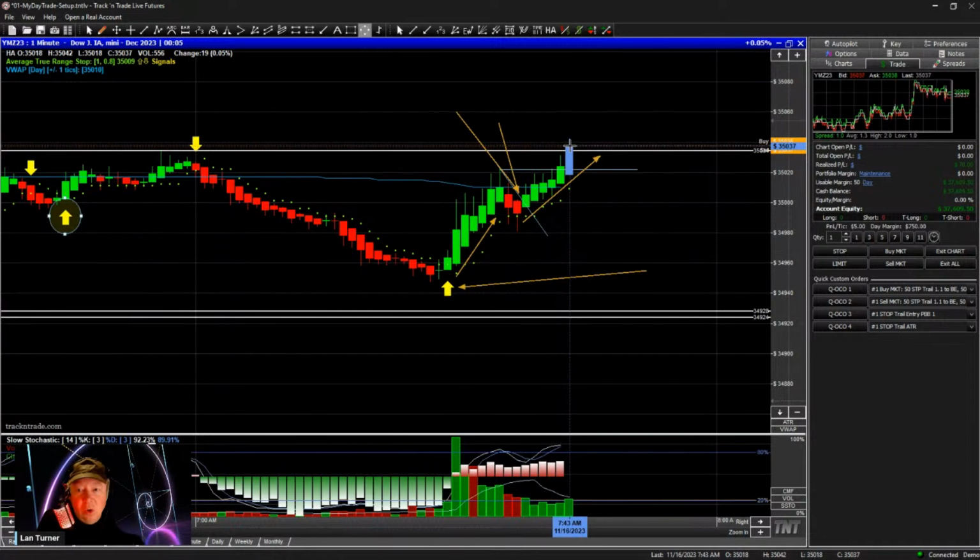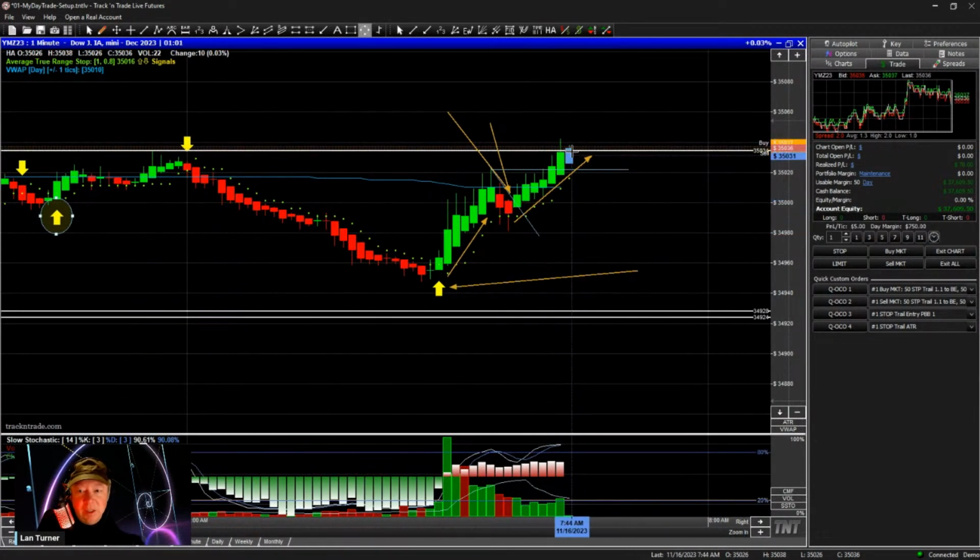Now we want to see it hold above that white line. Close above it. If it does, that's good for the market. It'll be bullish. It'll show a bullish sign. You see it close above there. Stay above there, baby.